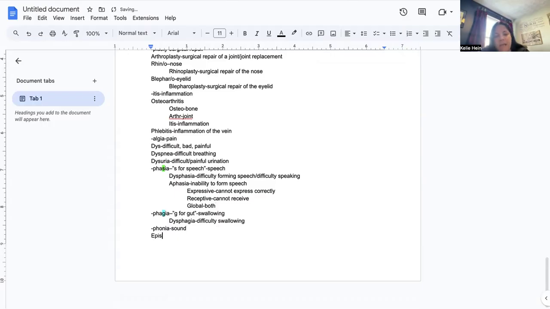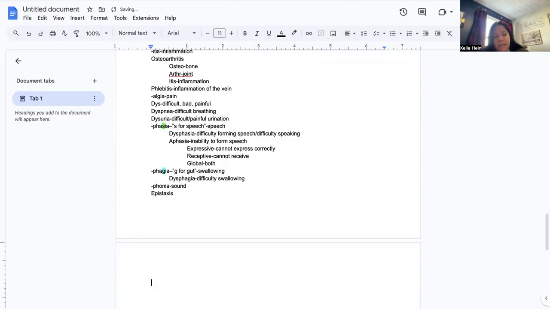Epistaxis. Epistaxis is a nosebleed, okay? I cannot tell you how many students I've had see this word on an exam and say, I don't know what that question was asking me. I don't know even what that word is. Oh, well, that's epistaxis, okay? Or atelectasis, that's another one. Atelectasis, people have a hard time pronouncing that. Well, I don't know what that is, right?